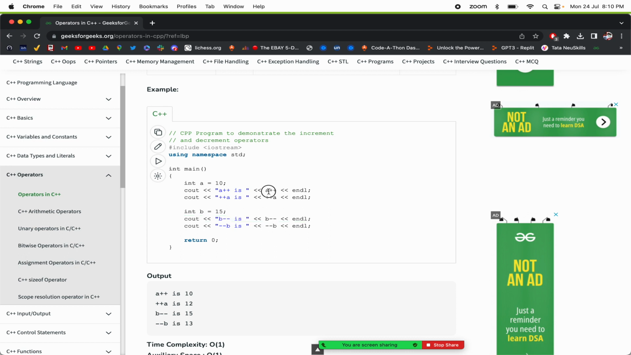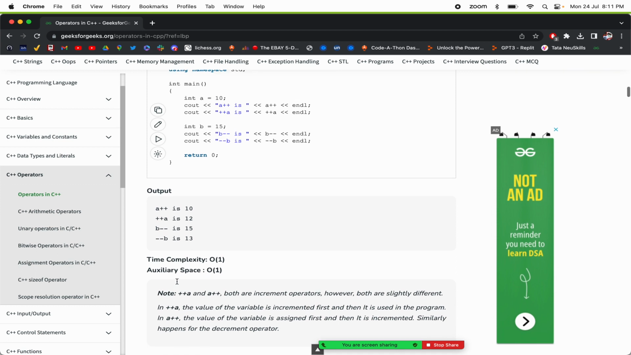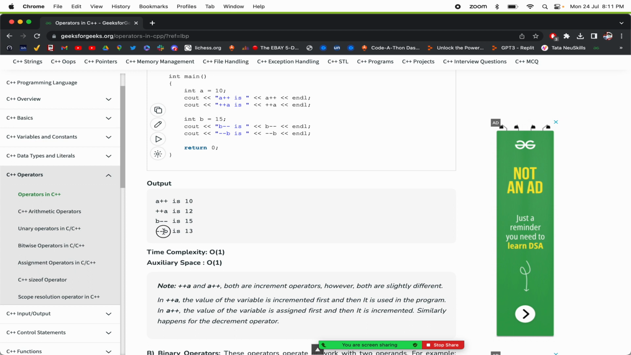So over here we got 10, then 12, then 15 and then 13. So we are getting a plus plus is 10, then plus plus a is 12, b minus minus is 15 and minus minus b is 13. So this is called prefix decrement, this is called postfix decrement, this is called prefix increment, and this is called postfix increment.